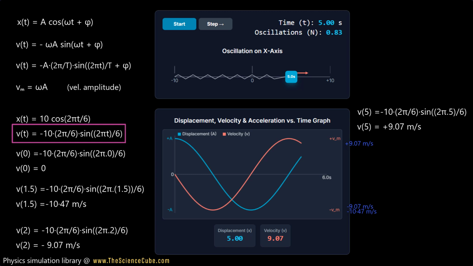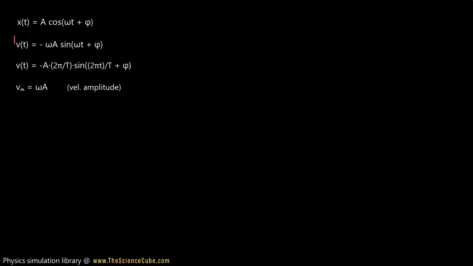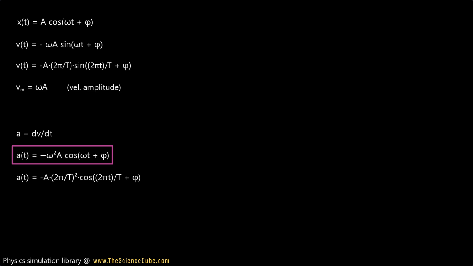So you see, this one equation correctly captures both the magnitude and the direction of velocity at any instant. Next, to get an expression for acceleration of this mass, we differentiate the velocity with respect to time, and when we do that, what we get is -ω²A cos(ωt + φ). That can also be written as -A(2π/T)² cos(2πt/T + φ).